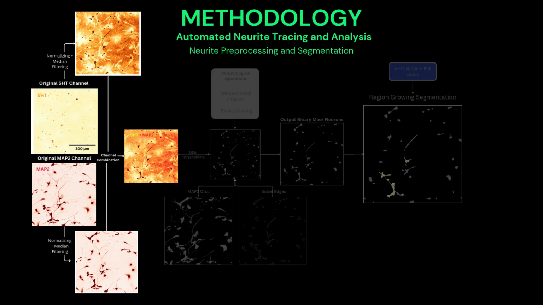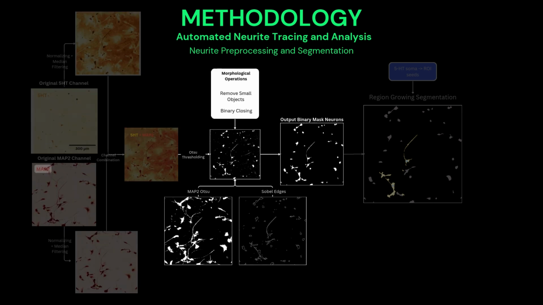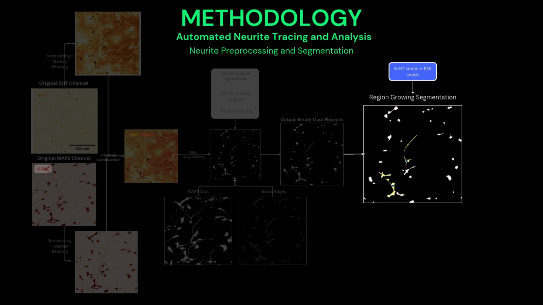Firstly, we normalize and perform median filtering on the FibreHD and MAP2 channels and perform a weighted combination to reduce FibreHD noise and enhance those colocalized neuritic structures. Then we also use thresholding and morphological operations to close the neuritic gaps and remove noise. Then we combine this result with a MAP2 thresholded image and enhance the structures using Sobel edges.